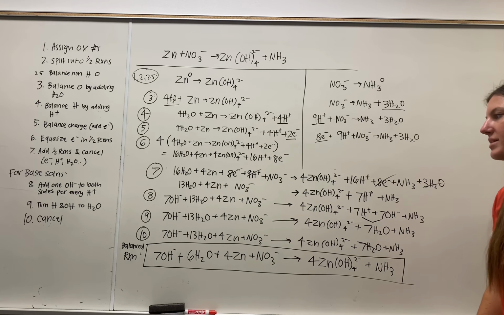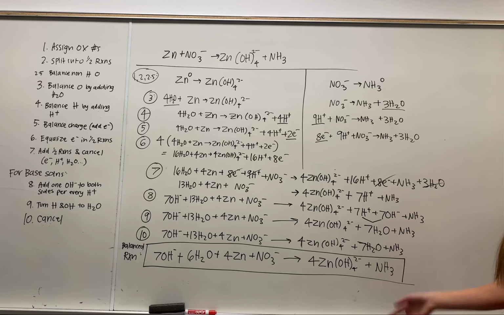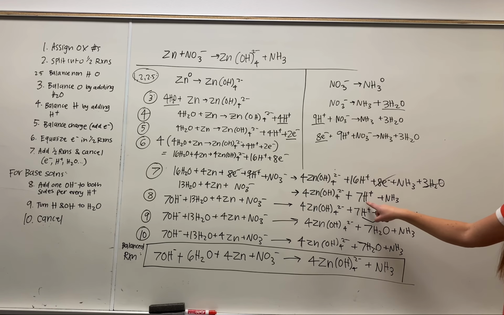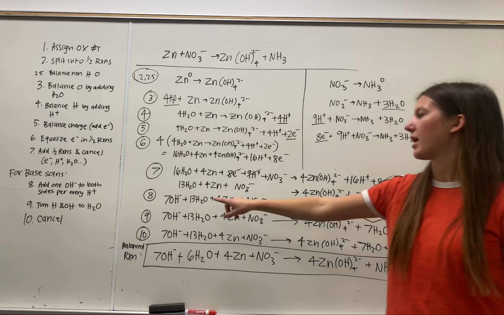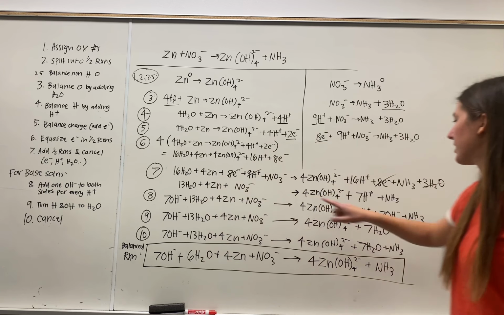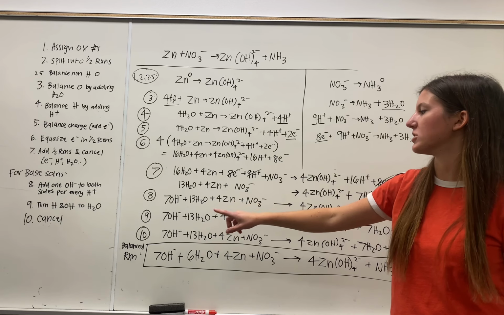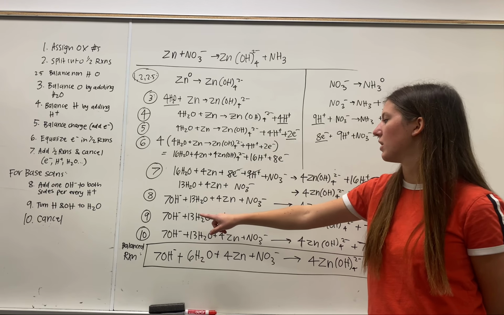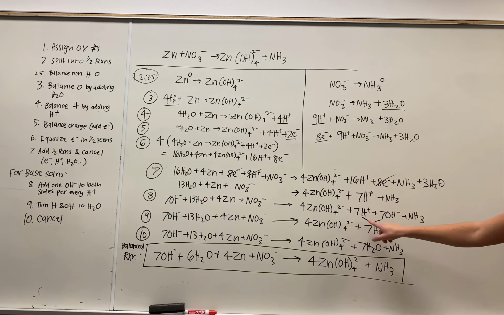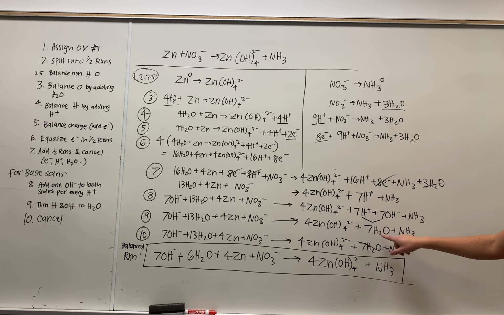And then since this reaction is happening in a basic solution, we need to do steps 8, 9, and 10. So step 8 is add 1 hydroxide to both sides per every H+. So we have 7 H+ on this side, so we need to add 7 hydroxides to both sides. And then step 9 is to turn the H+ and OH into water. So we have the 7 OH, this side stays the same, but we have 7 H+ and 7 OH, so that turns into 7 H2O.